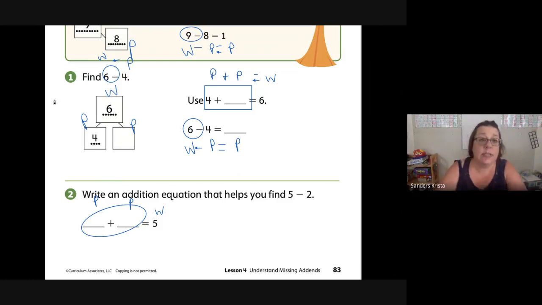Okay, so 6 is my whole. Let's draw 6. 1, 2, 3, 4, 5, new line, 6. So here we have 6. 6 is my greatest number.